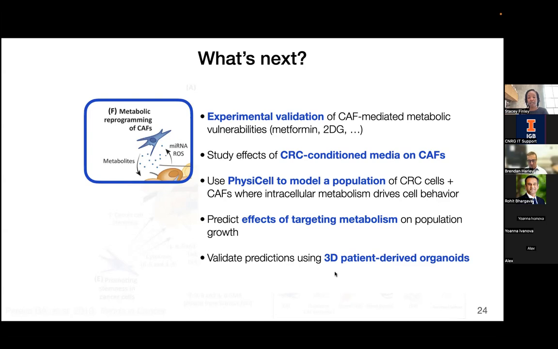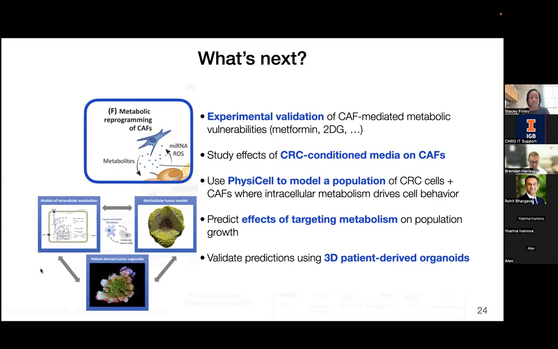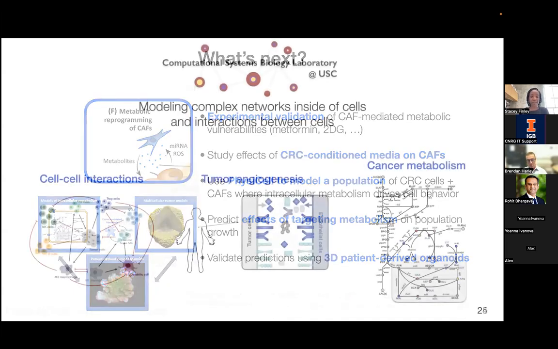And then ultimately, we can validate our predictions using the 3D patient-derived tumor organoid model, again from Shannon's lab. So there's a really tight integration between mathematical modeling and experimental techniques that we ultimately want to use to see how can we exploit and target metabolic interactions between stromal cells, such as CAFs, and colorectal cancer cells. And this is, again, illustrating that iteration and integration of experiments and mathematical modeling.